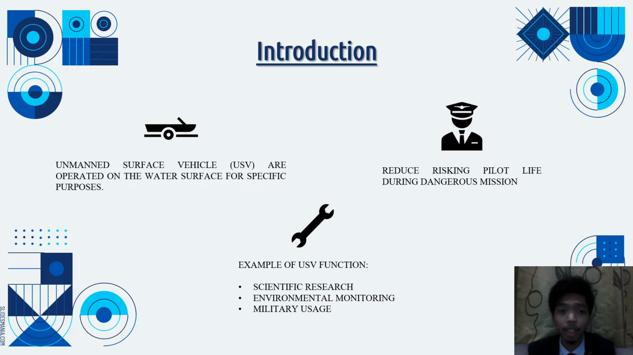Unmanned space vehicles are operated on the water surface, such as ocean, rivers, and others, for specific purposes. It can reduce risking pilot life during dangerous mission. The example of unmanned space vehicle function are scientific research, environmental monitoring, and military usage.